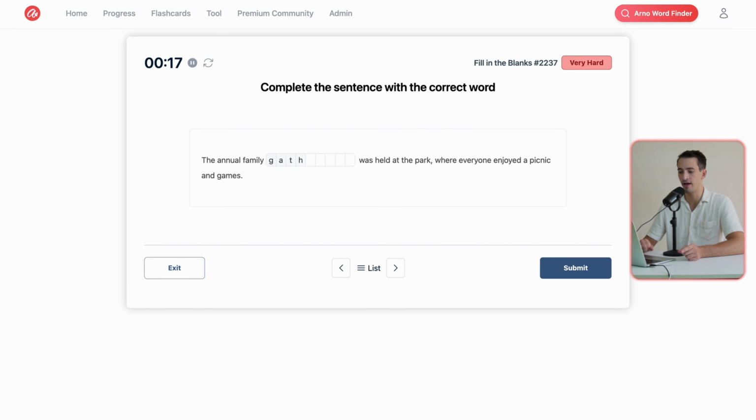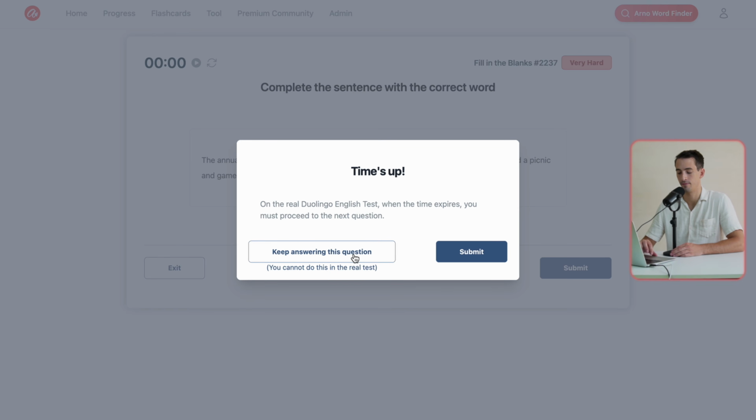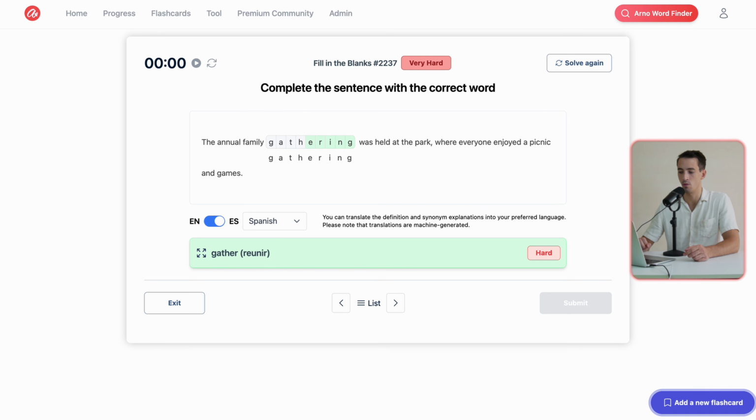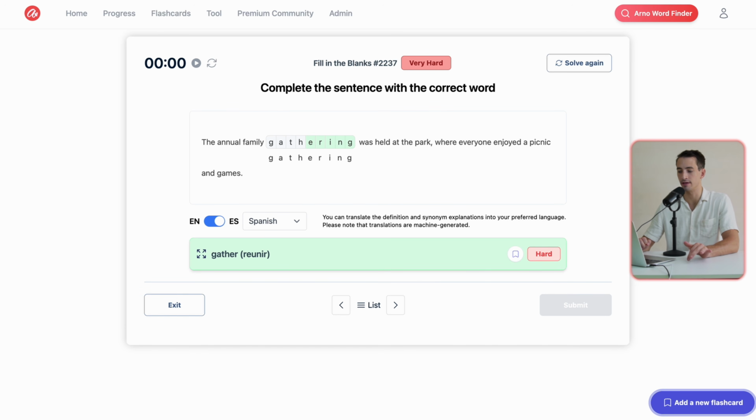The annual family GATH blank, blank, blank, blank, blank was held at the park where everyone enjoyed a picnic and games. The correct answer here would be gathering. The annual family gathering was held at the park where everyone enjoyed a picnic and games.